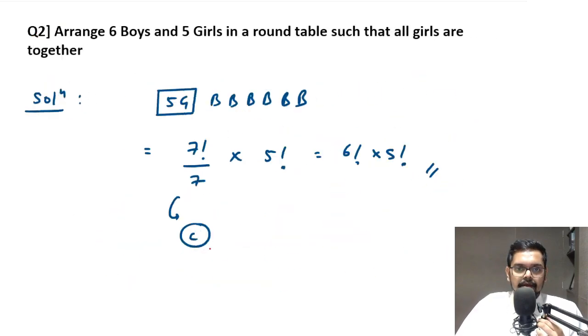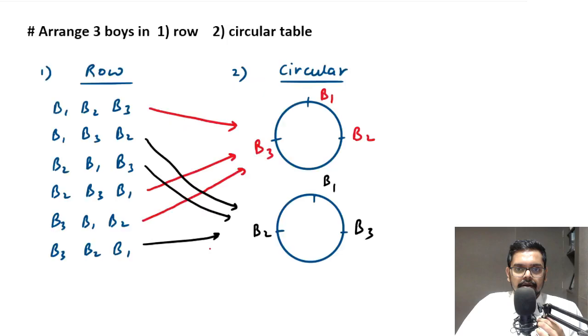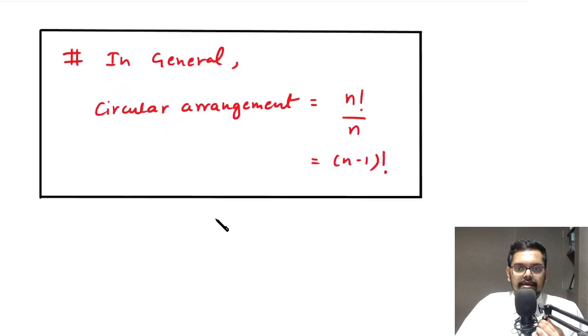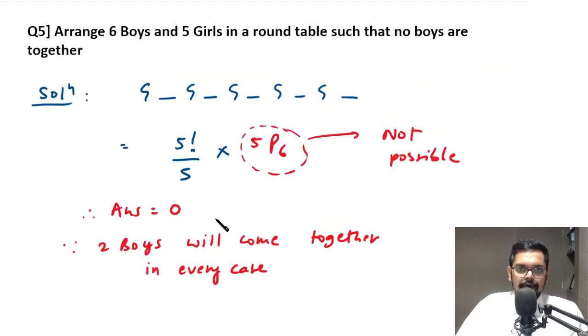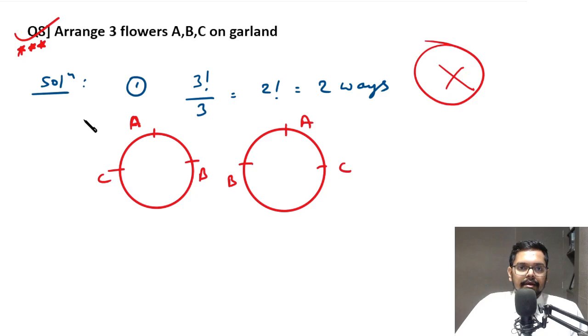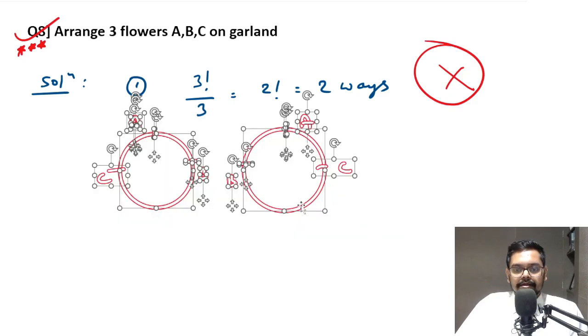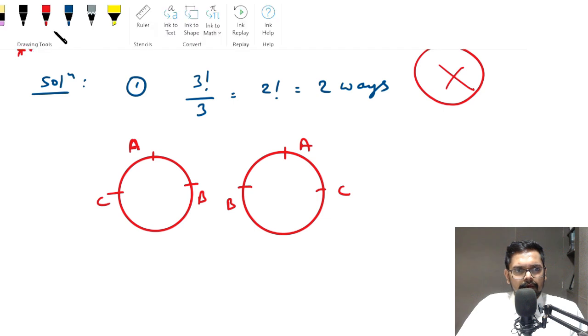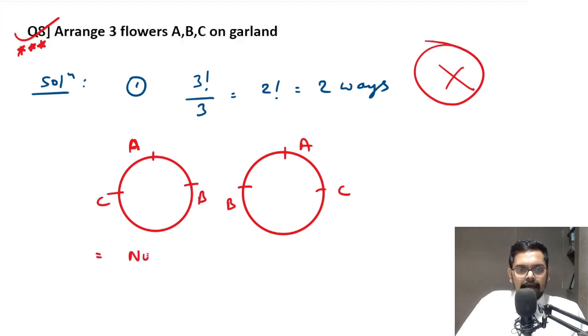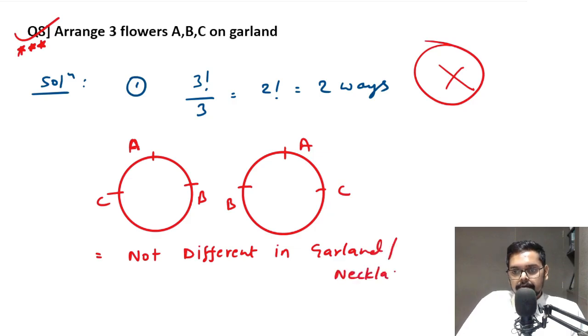So these two are different as per the circular arrangement concept, as we have seen in the first slide itself. We have B1, B2, B3 and B1, B3, B2. These two are different cases, and yes, it definitely makes sense. But in a garland, these two are the same. What? Yes, in a garland, in a necklace, these two are not different. Now your question might be, why so?